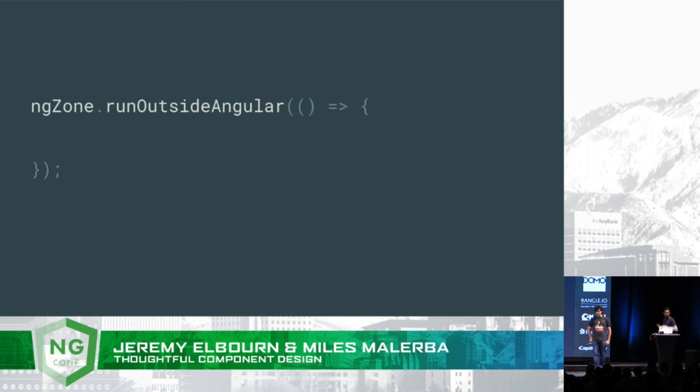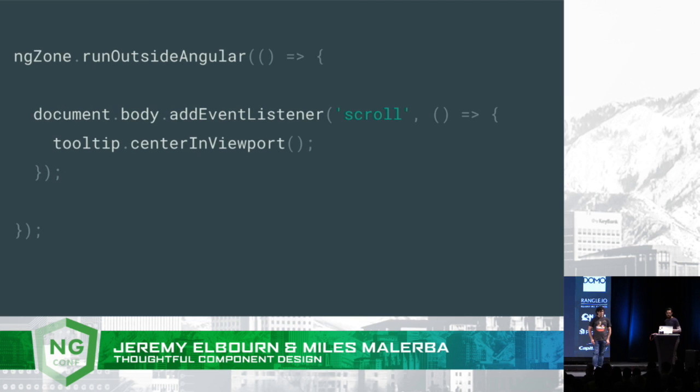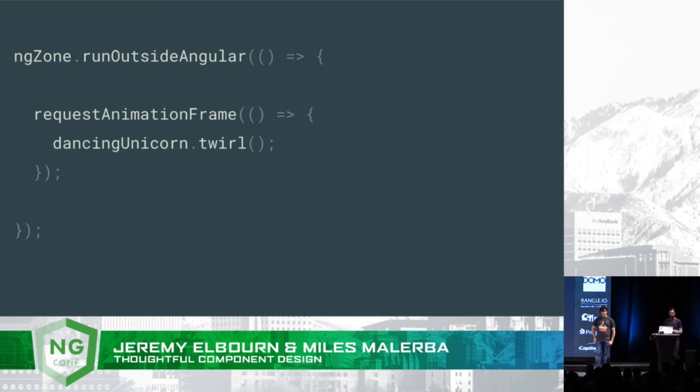Right. So you can inject the ng-zone into your component, and it has this method on it, run outside Angular. And anything that you run in here is going to run outside of the Angular zone application context and thus won't cause change detection. So in the example that you were just talking about, you could add an event listener in here for scroll to recenter your tooltip. And whenever the scroll happens, you're not going to be running change detection, which obviously could slow down your application. Another really common case for doing this is if you are dealing with request animation frame and running some custom animation. You definitely don't want to be running change detection on every frame of an animation. So using this, you can avoid that unintended slowdown on your application.